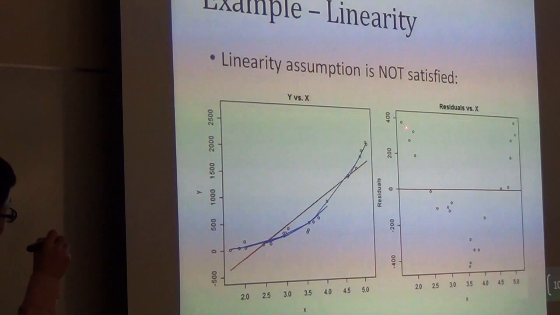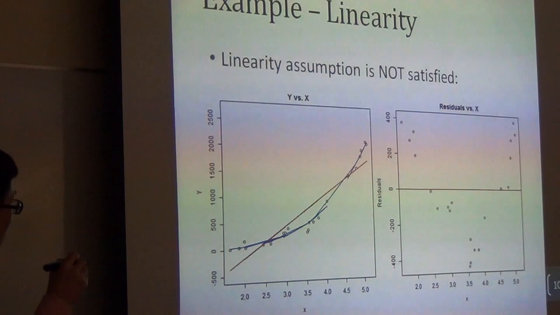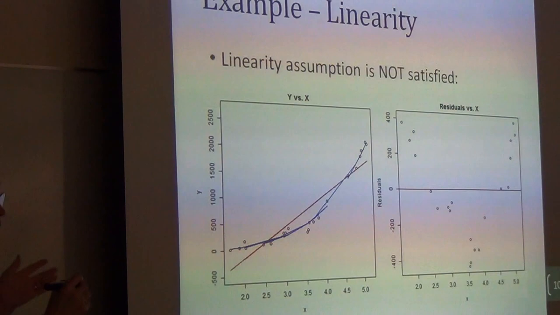As you can see, if the linearity assumption is not satisfied, you can see some trend. This is only one trend. You may see this kind of one or something like this. So if it doesn't look random, you should notice that there's something wrong there.